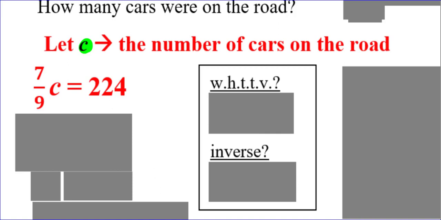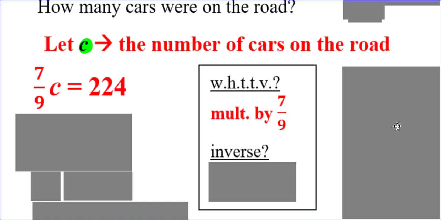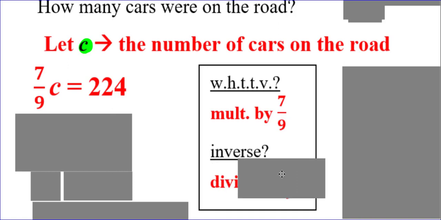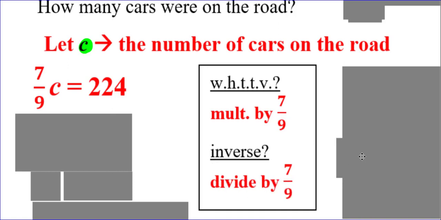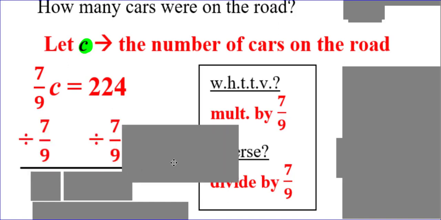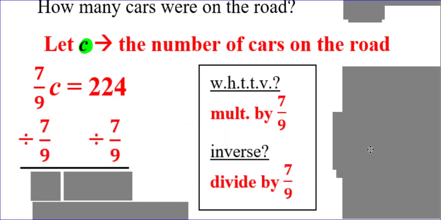So what's happening to the variable? Well, we already know if the 7/9 is next to our variable C, then that means it is being multiplied by the 7/9. What's the inverse? Well, the inverse of multiplication is to divide. So let's do this inverse underneath the equation on both sides. So let's write this down. Divide by 7/9, divide by 7/9.